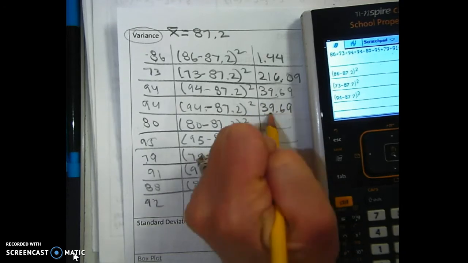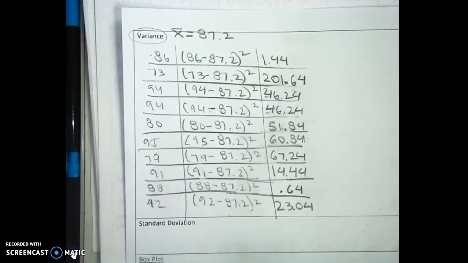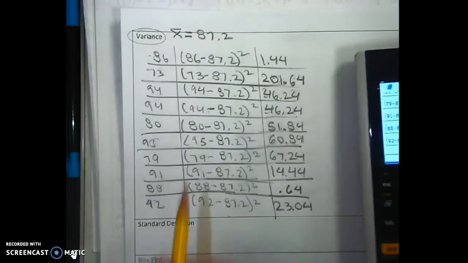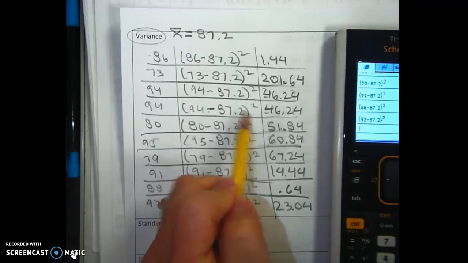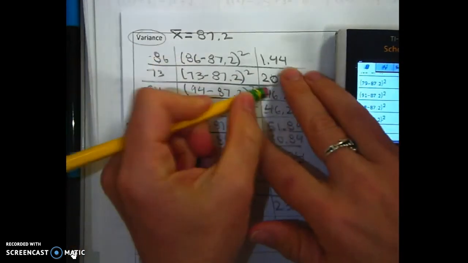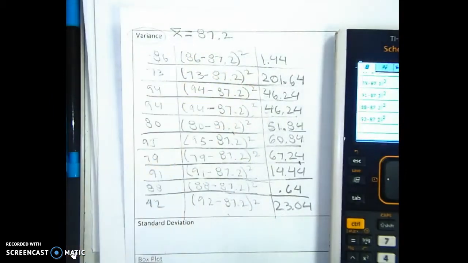I'm going to pause it real quick while I finish the rest. So in true Miss Rifkin style, I made a mistake and I had plugged in 87.7. So I'm sure some of you noticed that. So I went back and I changed them all.